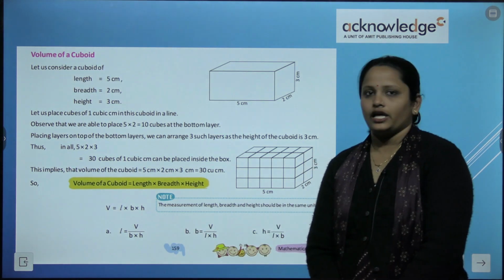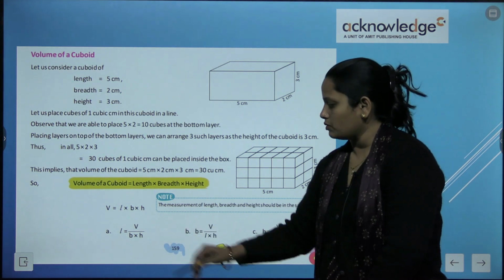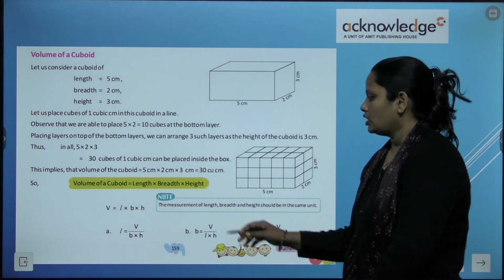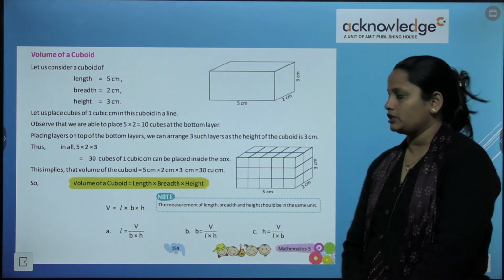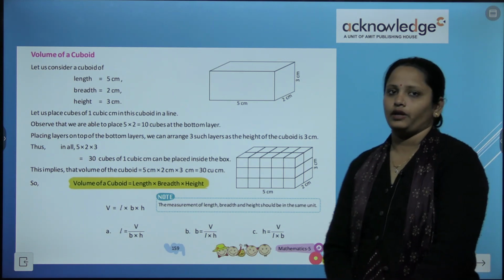Now to find the length, what do we do? We use this formula: volume upon breadth multiply height. Now breadth के लिए हम क्या करेंगे? Volume upon length multiply height. और height के लिए हम करेंगे volume upon length multiply breadth.